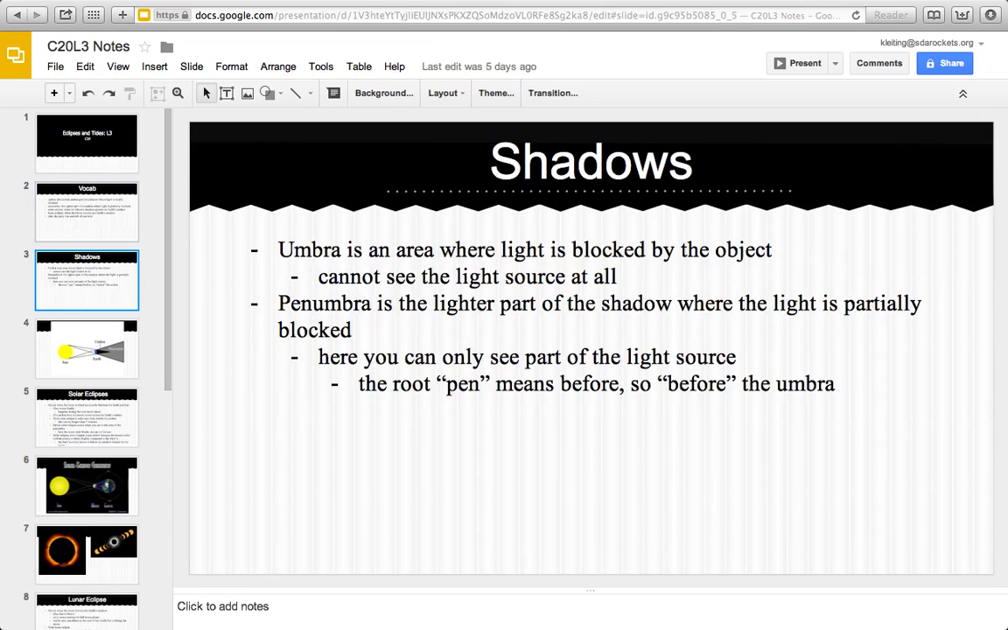Alright, so shadows. Again, umbra is where the light is blocked by an object. In this case, you cannot see the light source at all. If you're in the umbra, in a specific area where the shadow is, you can't see the light source at all. The penumbra is the lighter part of the shadow where light is partially blocked. You can see only part of the light source in this case. So the root pen means before, so before the umbra.